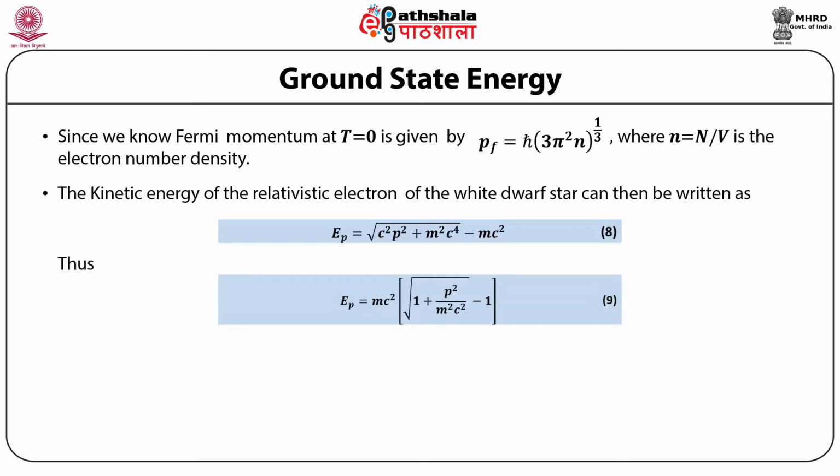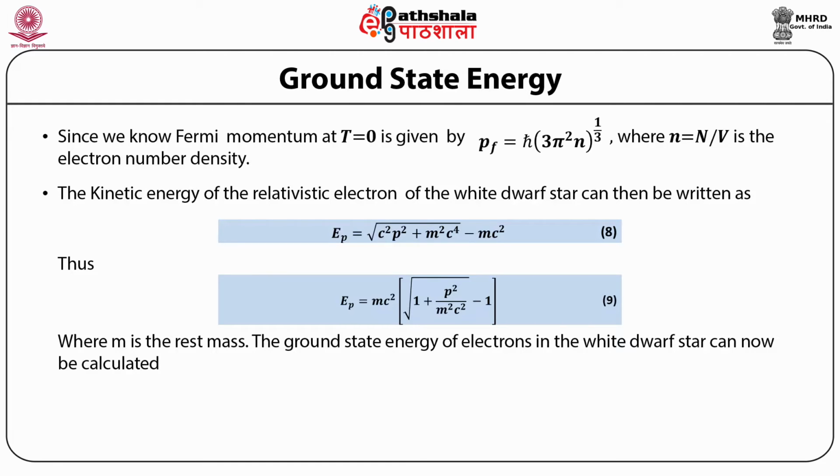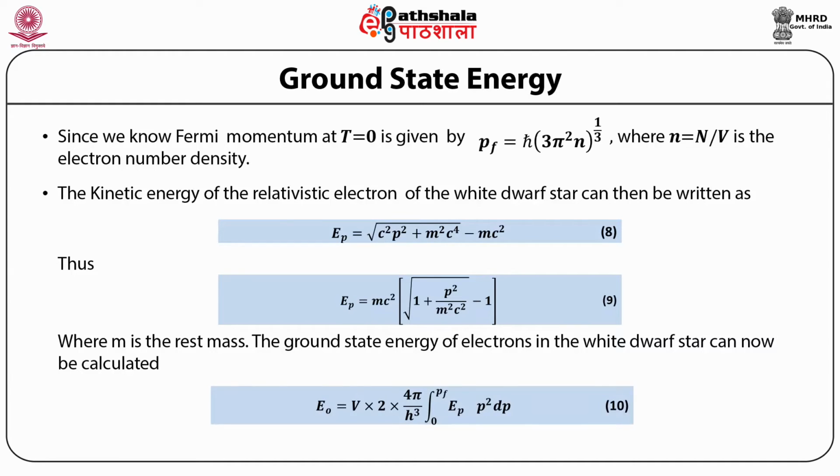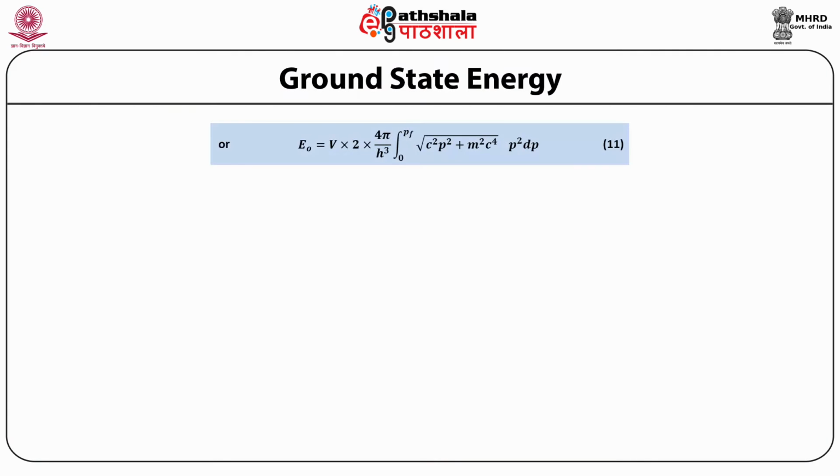Thus, E(p) = mc²[√(1 + p²/m²c²) − 1], where m is the rest mass. The ground state energy of the electrons in the white dwarf star can now be calculated. That is, E₀ = V × 2 × (4π/h³) ∫₀^pF E(p) p² dp, or E₀ = V × 2 × (4π/h³) ∫₀^pF √(c²p² + m²c⁴) p² dp.